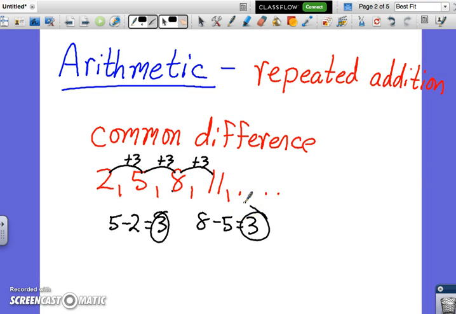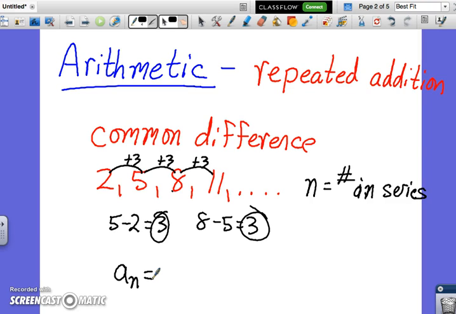Now, in an arithmetic sequence, sometimes we're not looking for just the next term. Sometimes we're looking for a number that's further down the line. Maybe we've got the first 4 listed, and we want the 14th term or the 81st term. So there's a formula for finding that nth term. n is simply going to be the position in the sequence that we're looking for. So we're looking for a sub n, the nth term in this arithmetic sequence.